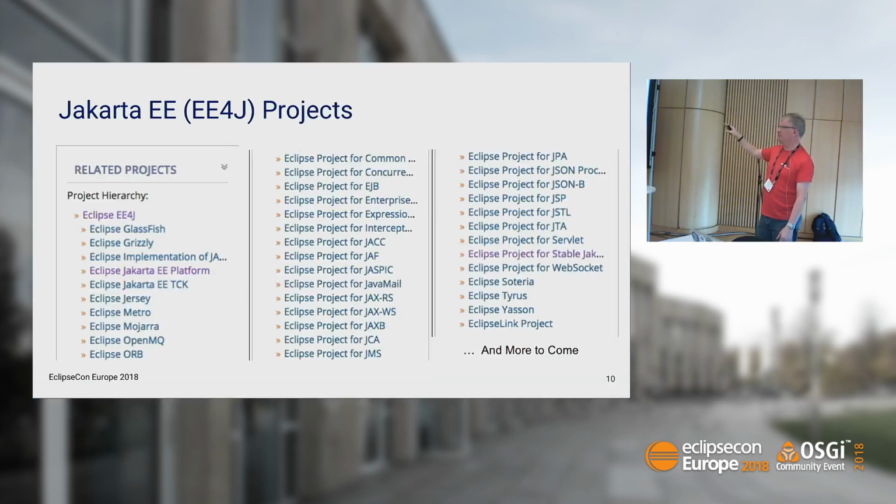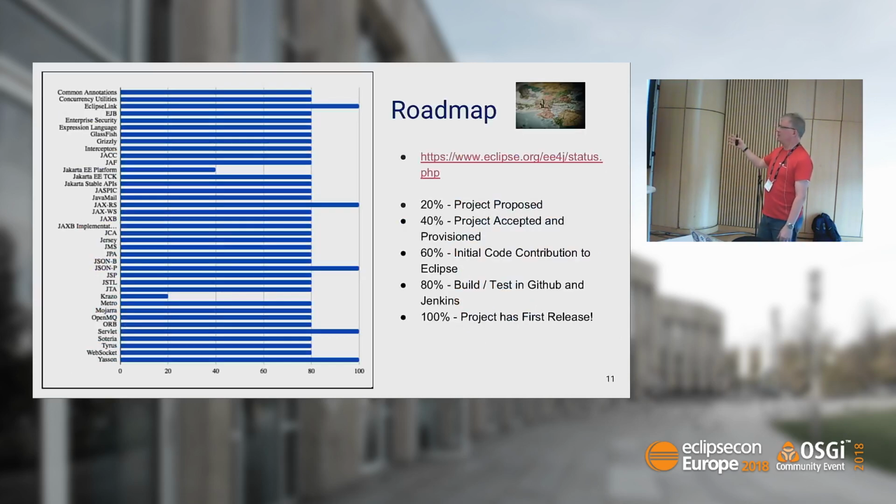This gives you a view of all of the Eclipse projects under EE4J. If you're familiar with Java EE, you will see several of them that make sense. We tried to match them up with the other Java EE technologies. This is another view of where we are at with our progress. You'll notice that almost all of the projects are out to 80%. What that means is the project has been provisioned, all the code has been delivered, we can build it, and we can test it. The final item to get to 100% is that you have followed the Eclipse process and done a release.